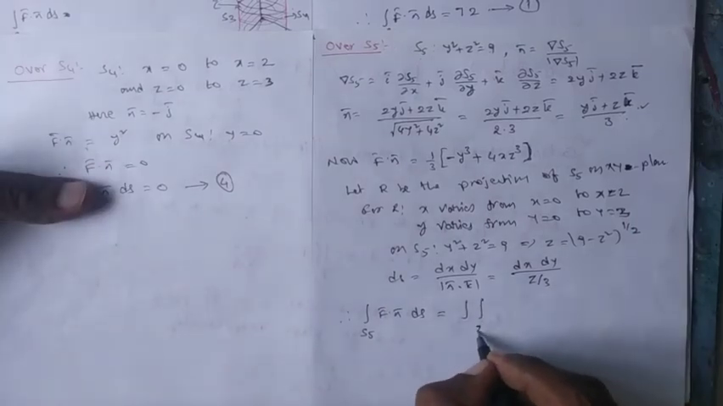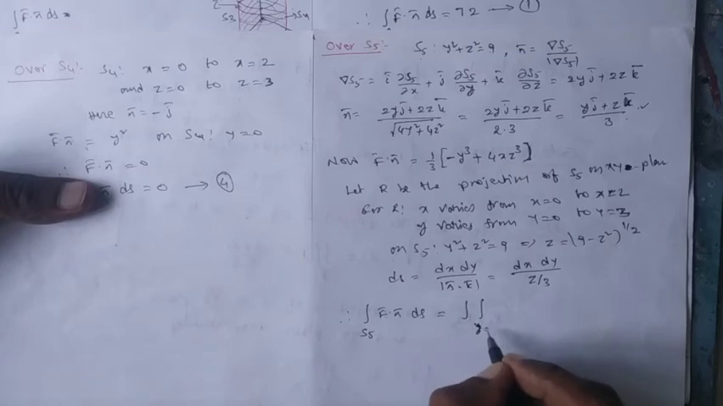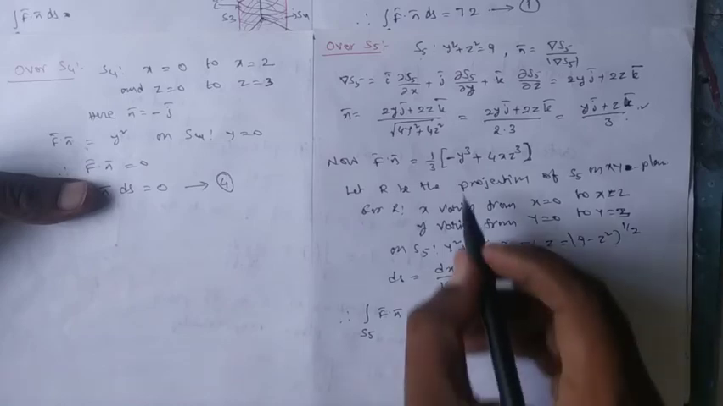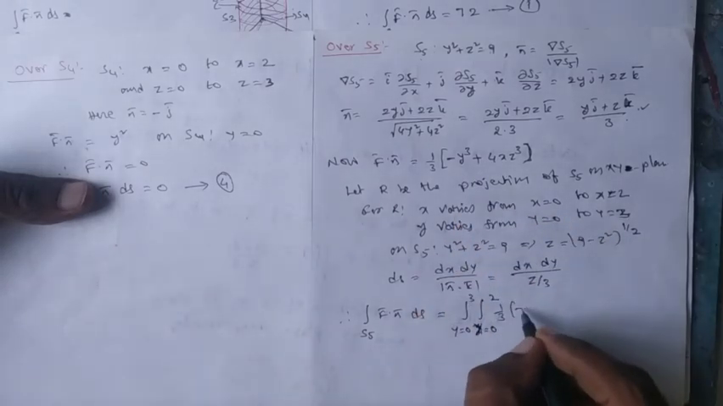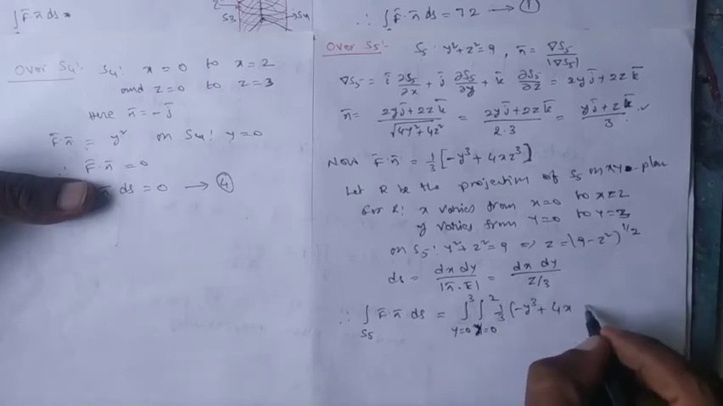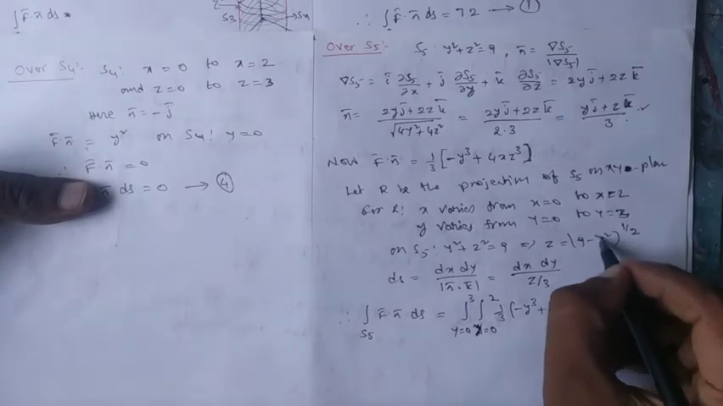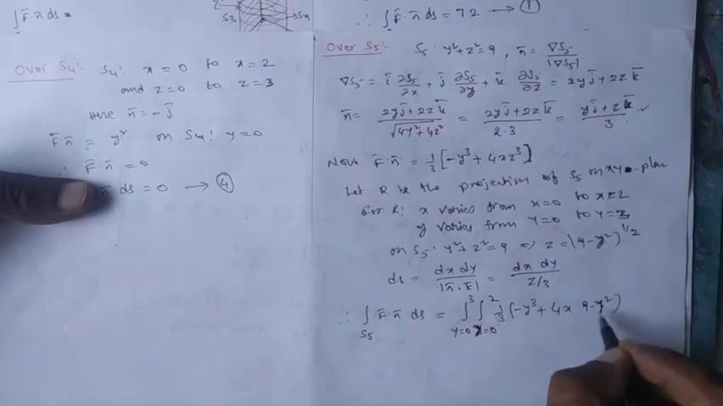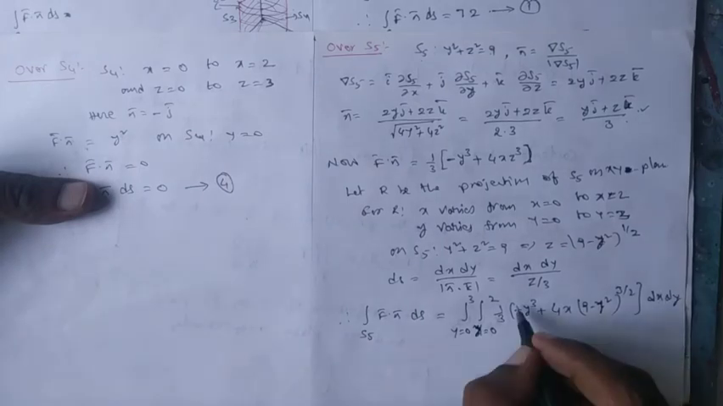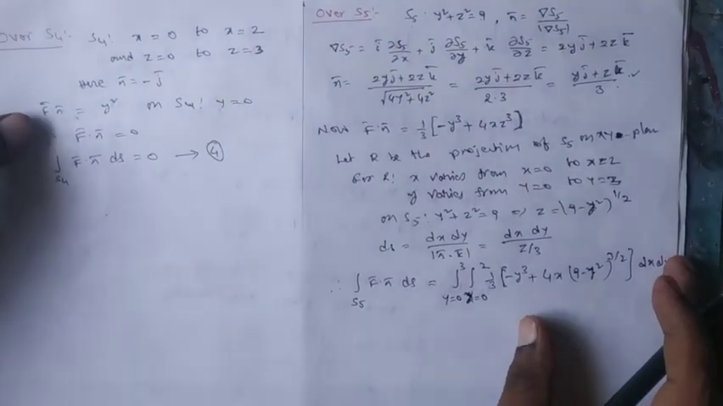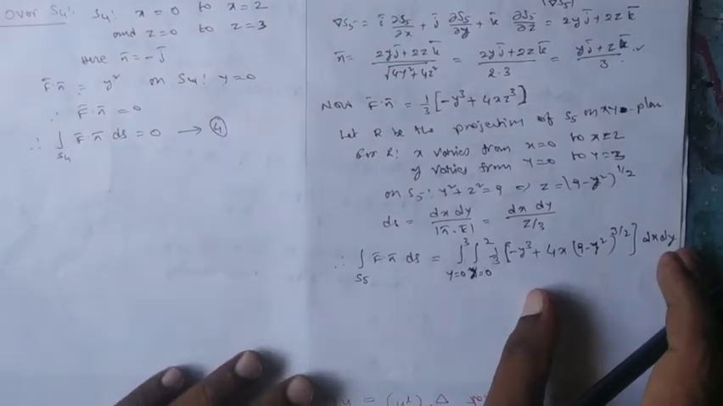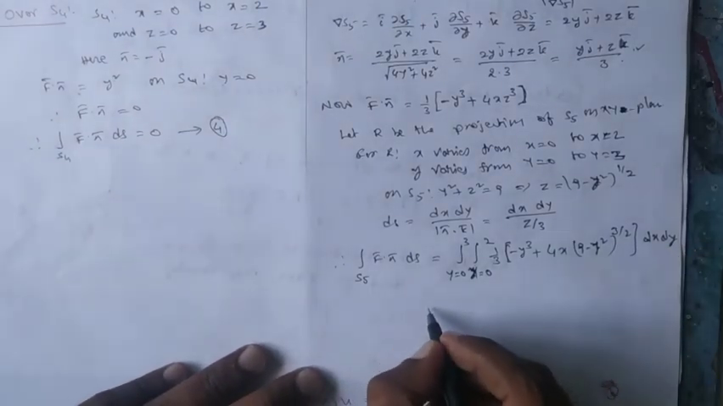x equal to 0 to 2, y equal to 0 to 3, 1 by 3 times (minus y cube plus 4x), and in place of z we should write z equal to (9 minus y square) whole power 3 by 2, dx dy. We should take the integration first with respect to the x variable and then the y variable. Since the limits are constant, anything may be taken first. So for our convenience, I am taking the integration with respect to x first.